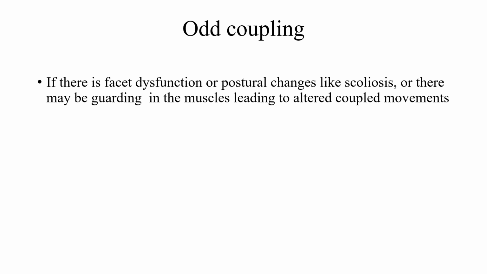We had previously discussed the concept of coupled movements, where with rotation some amount of lateral flexion occurs and vice versa. But now in cases where there is a facet dysfunction or postural changes like scoliosis, or if there are muscle guardings, etc., there may be alteration in these coupled movements further, which alter the kinematics and the range of motion eventually.